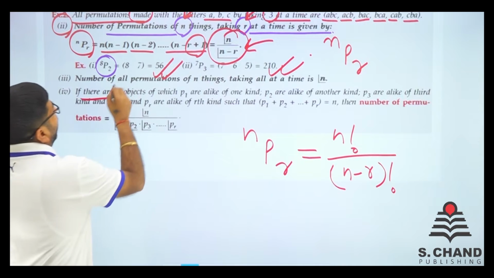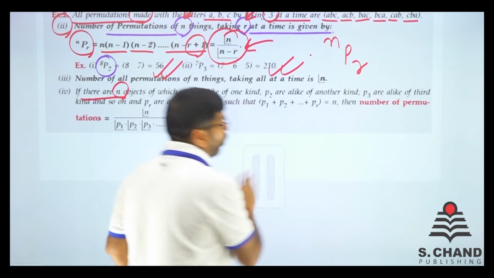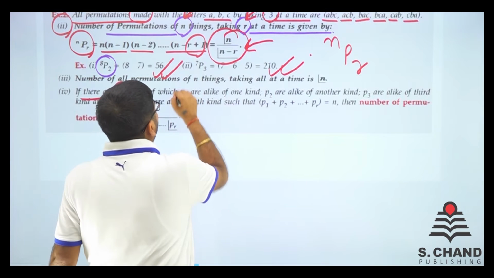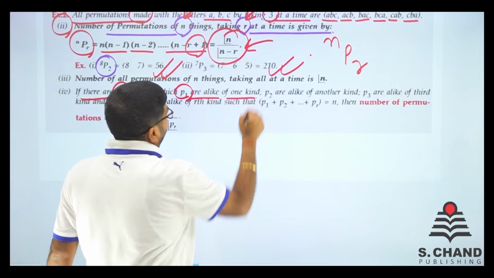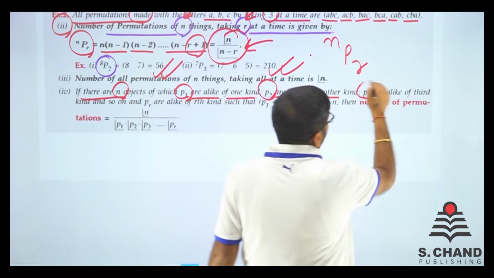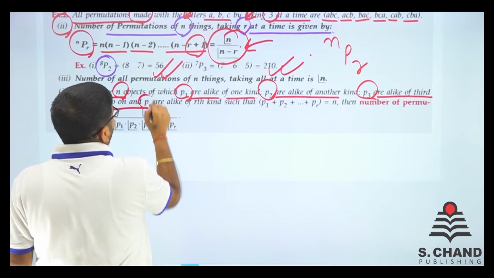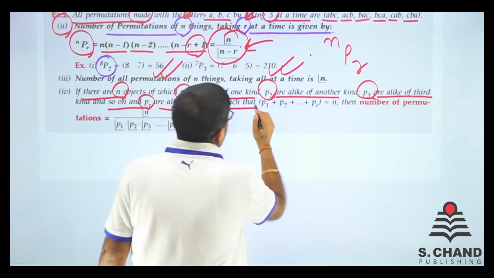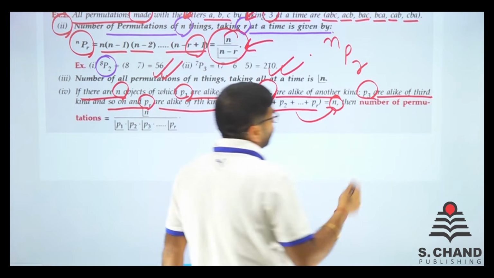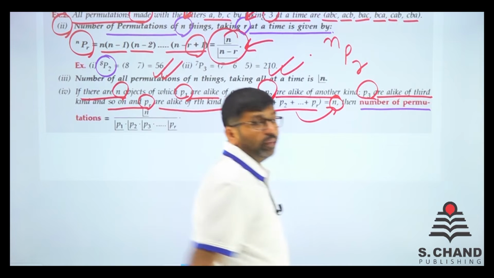And if there are n objects, this is a different thing. Say for example total objects are n, in which p1 are alike of one kind, p2 are alike of another kind, p3 are alike of a third kind, and so on till pr are alike of the rth kind, such that p1 plus p2 plus up to pr is n, because they are totally different. So then the number of permutations, right?